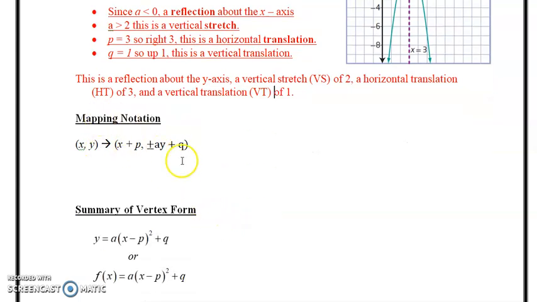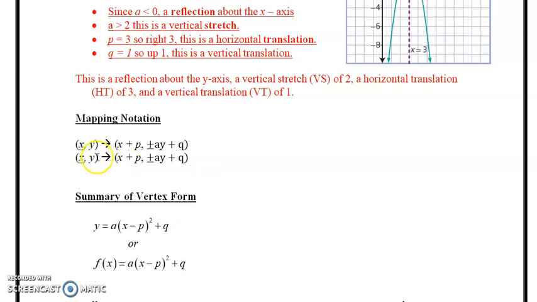Your mapping notation is where you plug these values in. Your x and y will map onto x plus p, plus or minus a, because that's your vertical stretch, y plus q. All right? So this is how the points are transformed from one curve to another. So I'll recopy this, and then we'll add ours in. So we say our x and y, these are points based on your original function. I'll talk a little bit more of these in the first example. And your p-value was equal to 3, so it would be x plus 3.